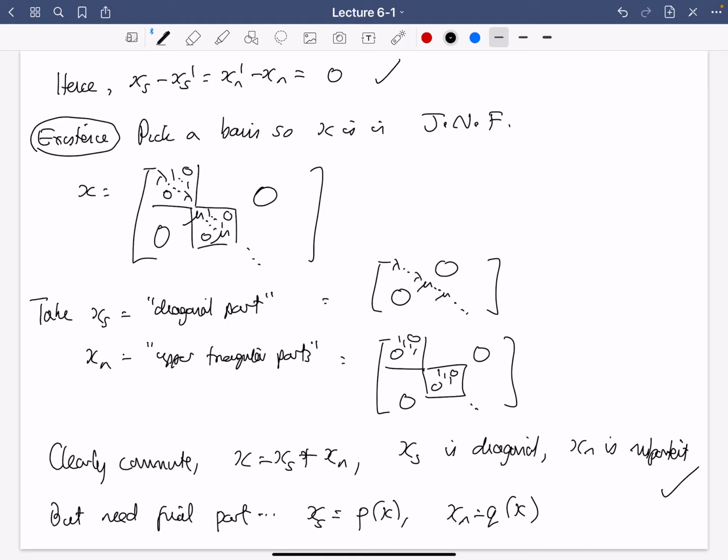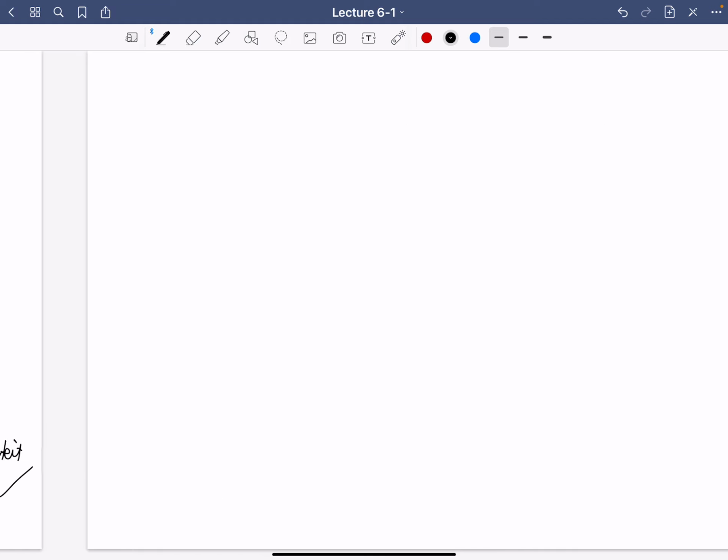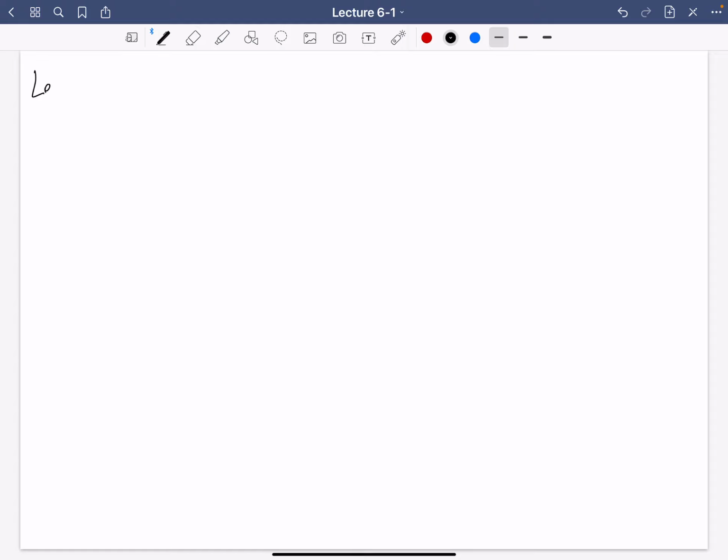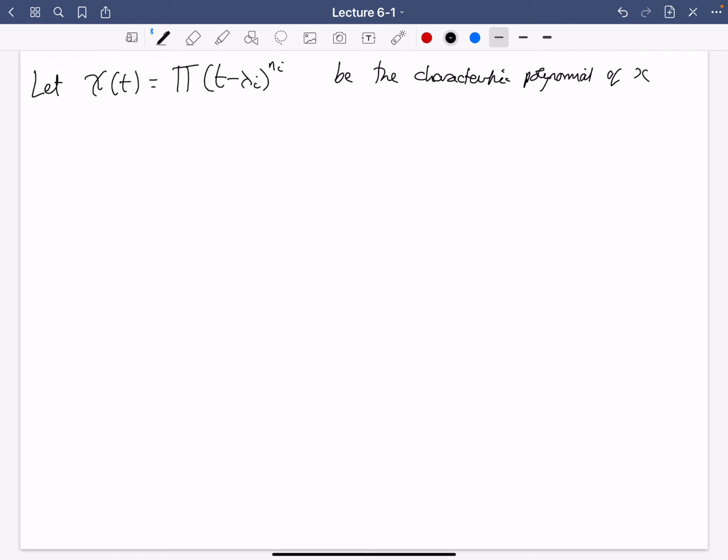So unfortunately, we're not quite done here. To finish it off, let chi of t be the characteristic polynomial of this endomorphism x, right? So it's some product of linear factors (t minus lambda i) to the n i, up to k, for some distinct eigenvalues lambda 1 up to lambda k, right? I'm over an algebraically closed field, so that's all good.